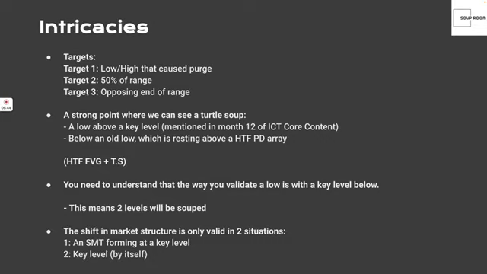Target number 2 will now be the 50% of the range, and target number 3 will be the opposing end of the range. A strong point where we can see a turtle soup is a low above a key level. This is mentioned in month 12 of ICT's core content. Or below an old low, which is resting above a higher time frame PD array.